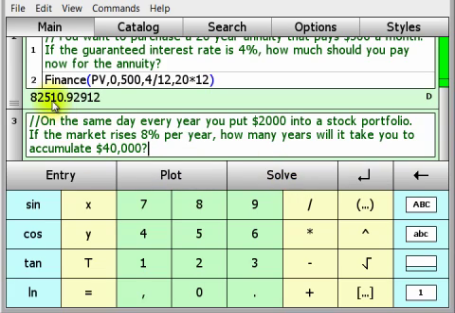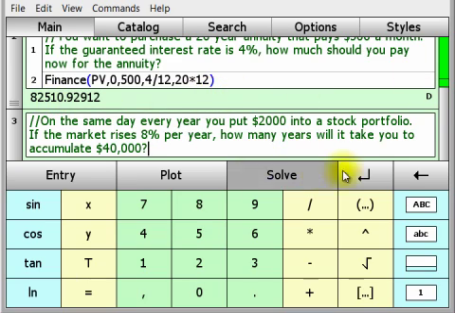What this tells us is that if we want this annuity, we should pay $82,510.93 now. But like I said, remember, the annuity is worth a total of $120,000. So we're paying a little bit up front for a larger return over time. This is how annuities tend to work.